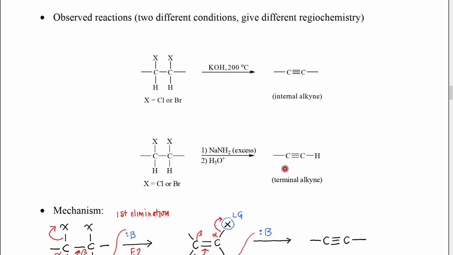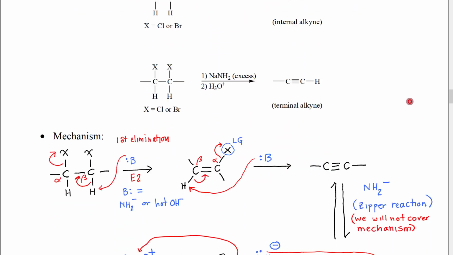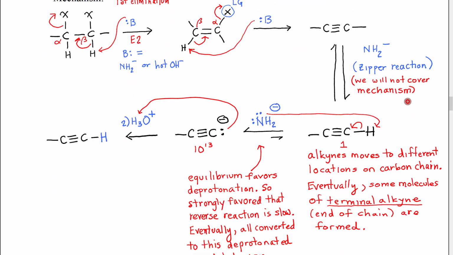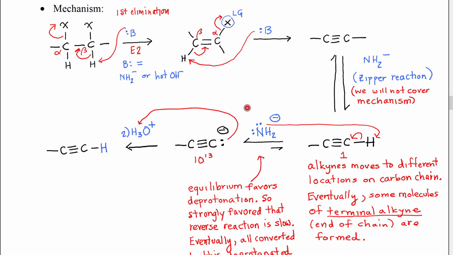The result of this is going to be production of a terminal alkyne. Again, regardless of where the 2 adjacent halides are in the molecule, it is going to rearrange and give us a terminal alkyne. We'll see this in the mechanism below. Here's the mechanism of the reaction.